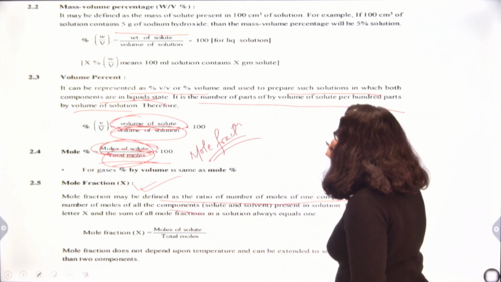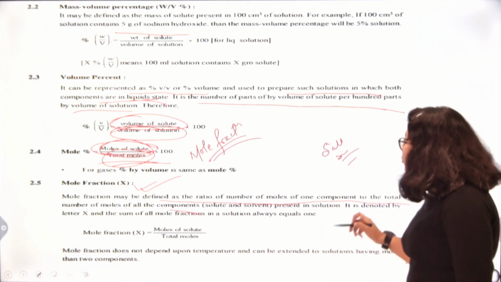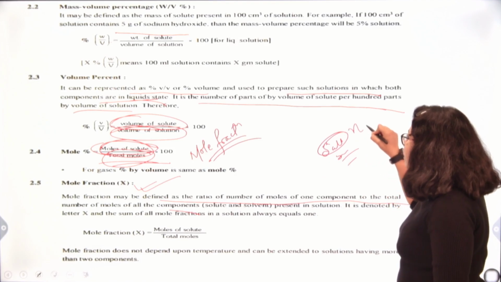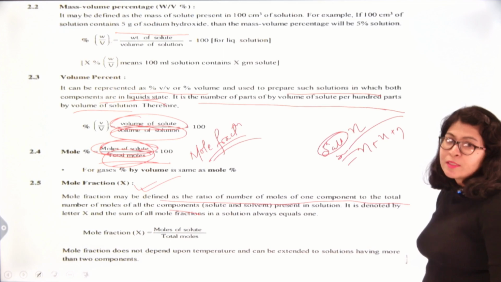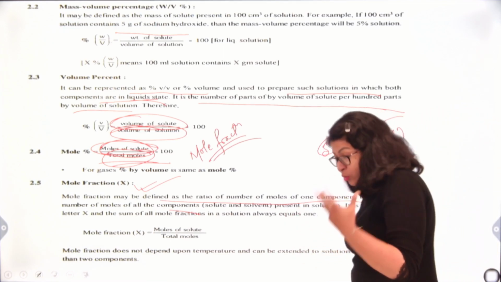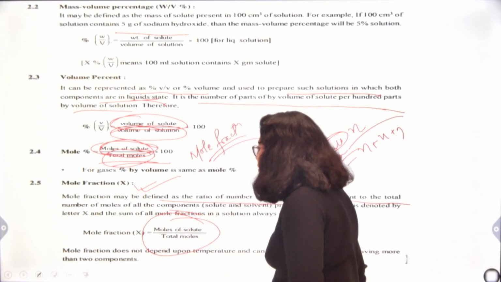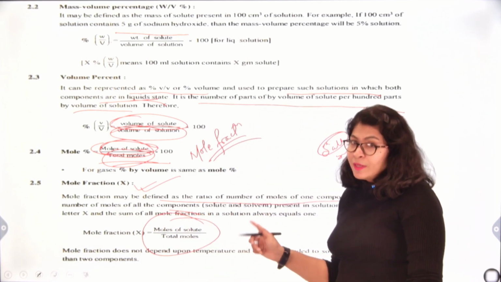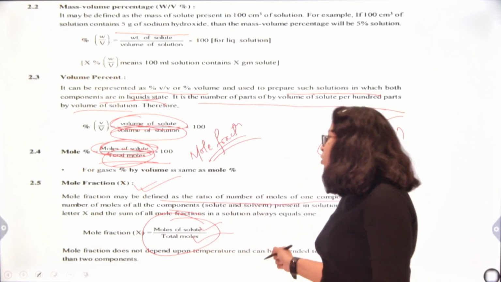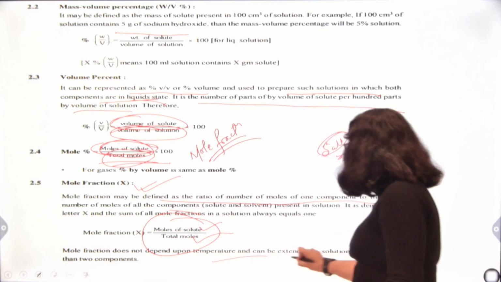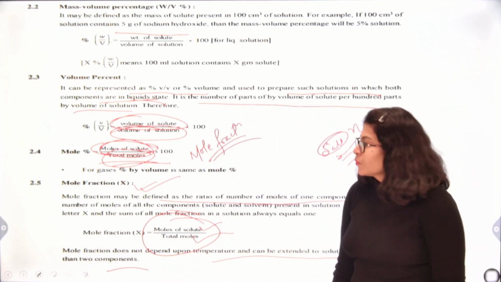Let's say I'm adding salt, sugar, both into water. So the mole fraction of salt will be number of moles of salt by total moles of salt plus sugar plus water. Okay, that's how mole fraction is calculated, which is moles of solute by total number of moles. Here it is not percentage, it's simply total number of moles of solute by total number of moles. Mole fraction does not depend upon temperature and can be extended to solutions having more than 2 components, as I said.